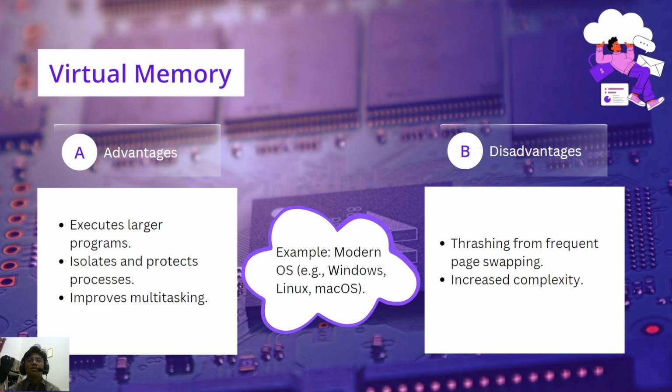And then second is virtual memory. It has advantages and also disadvantages. So we will go through the advantages first. Firstly, it executes larger programs. Second, it isolates and protects processes. And lastly, it improves multitasking. For the disadvantages, first, thrashing from frequent page swapping. Second, it increases complexity. For example, virtual memory is used on modern OS like Windows, Linux, and macOS.